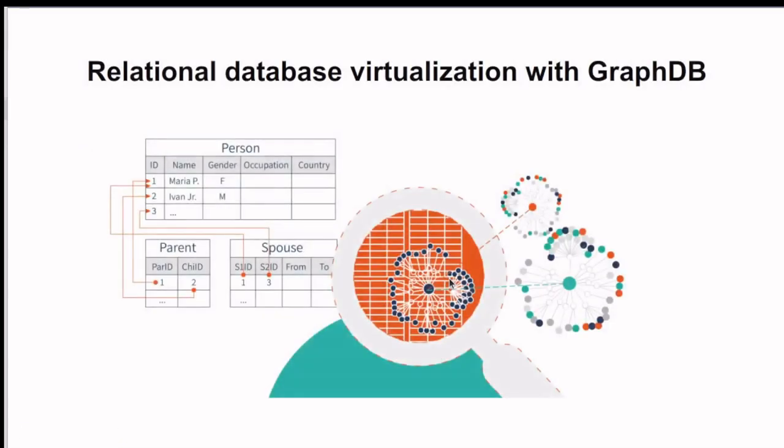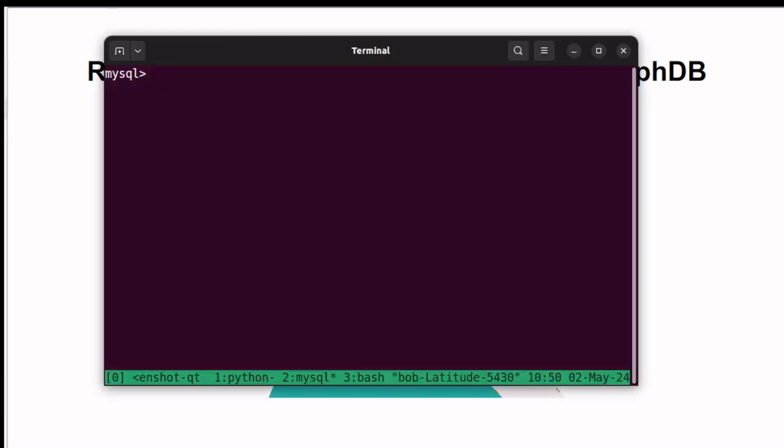In this video, we'll see how GraphDB's virtualization feature uses the ONTOP tool to treat a relational database as a virtual triple store dataset so that you can send SPARQL queries to that relational database. This works with a variety of relational database managers. For this video, we'll use MySQL.